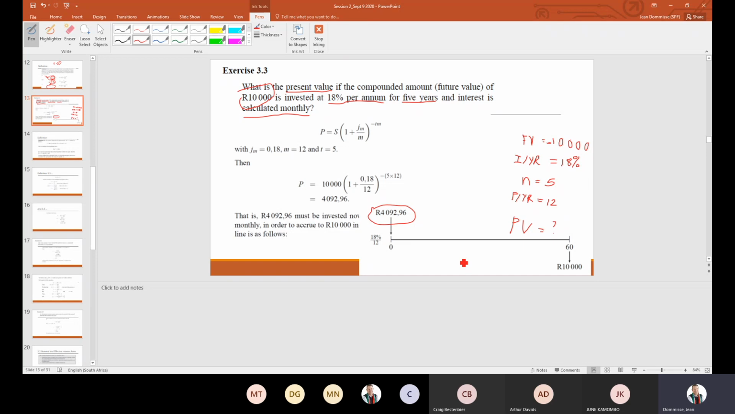So again, the calculator is very simple in how we did it and what was needed, whereas with a formula, yes, you will get to the same answer. So I don't think you must be scared of using the formula, but again, it is much easier to use the function of the financial calculator.